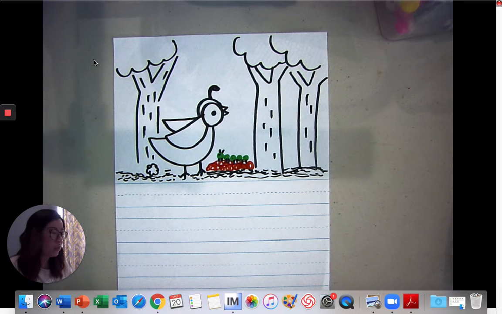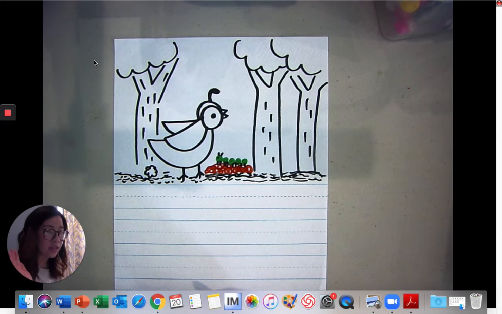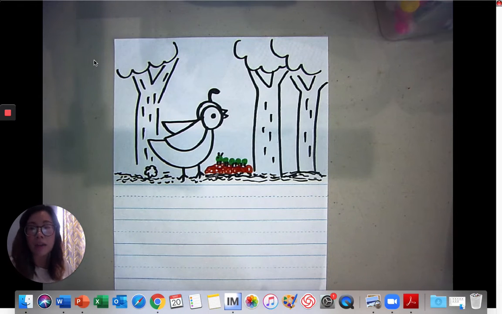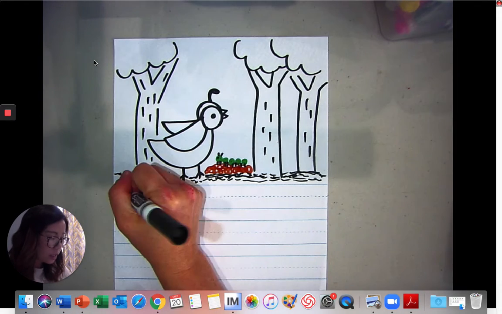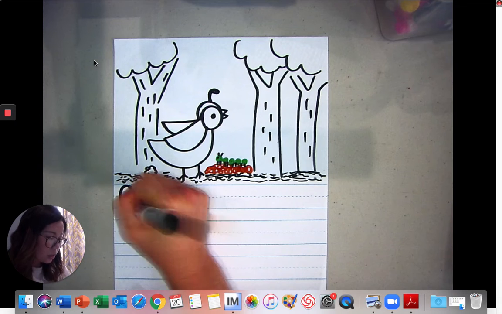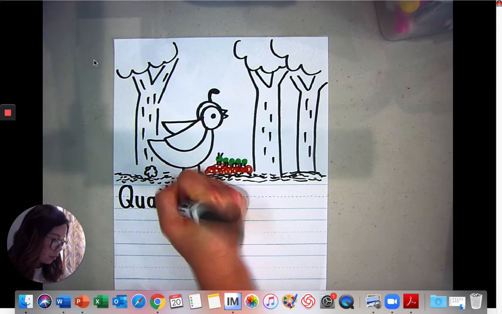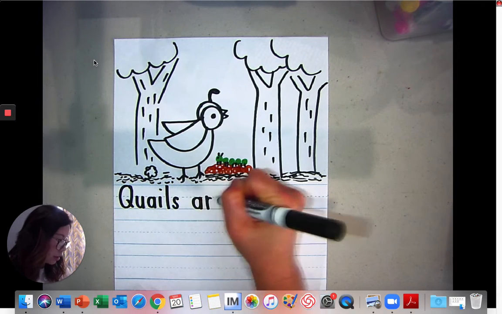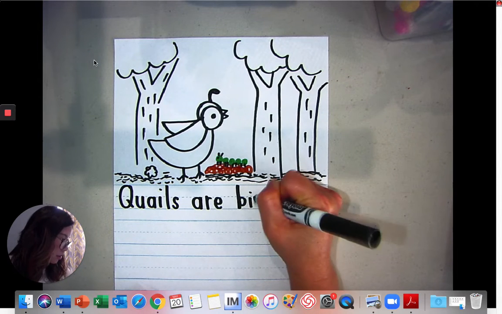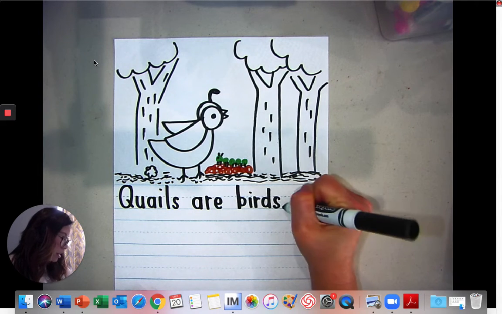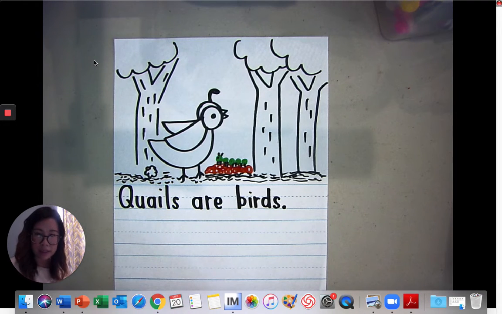So the first thing I want to do today is I'm going to give you some information that I learned about the quail from watching Mystery Science with Doug. So I'm going to first talk about the type of animal that this is. And so a quail is, what do you think? I agree, it's a bird because it has wings and a beak, right? So quails are birds. Okay, so that's one thing that we want to talk about as a key detail.